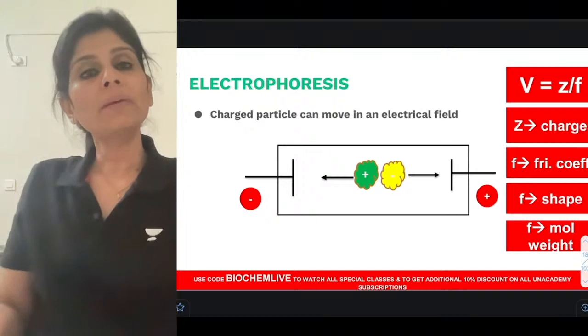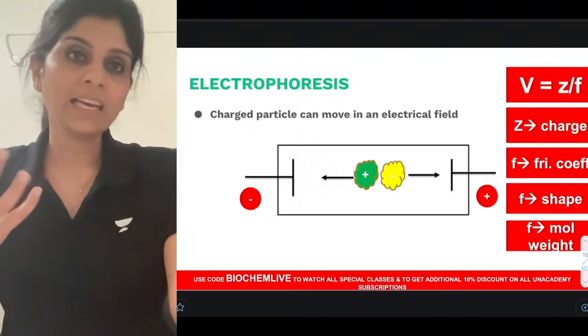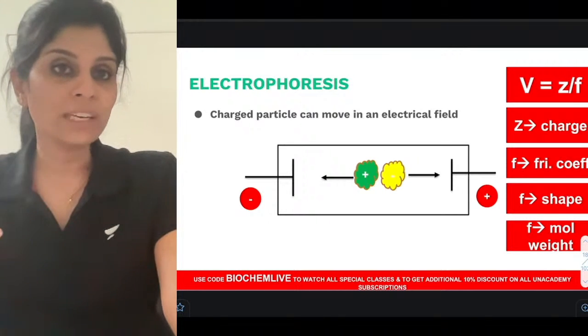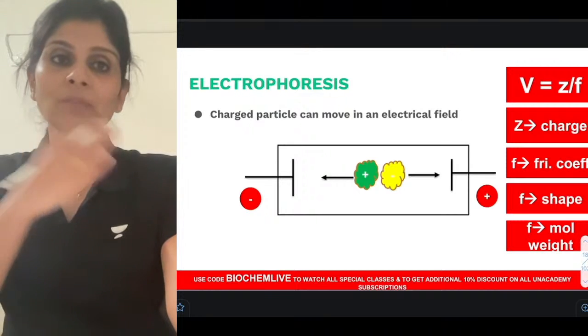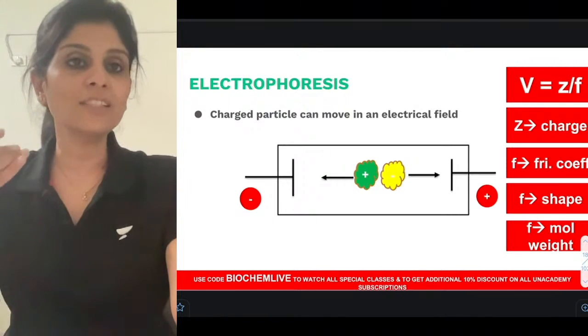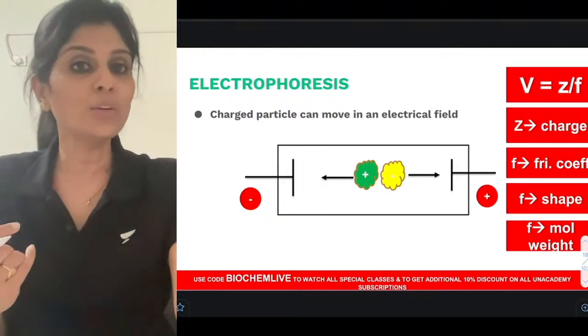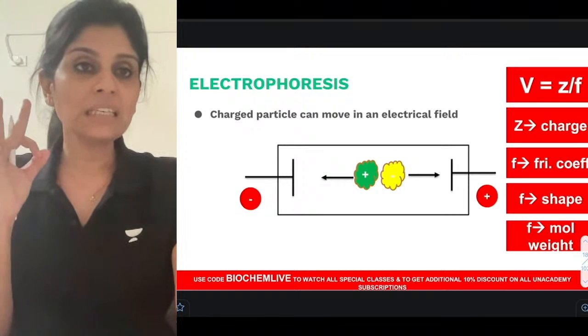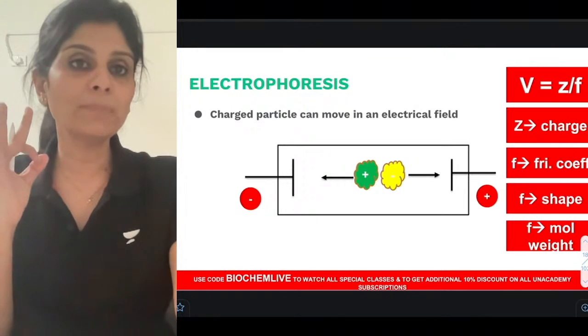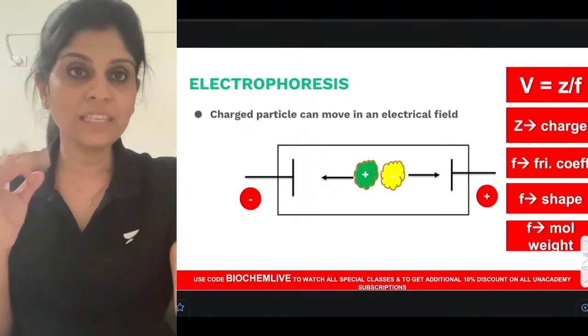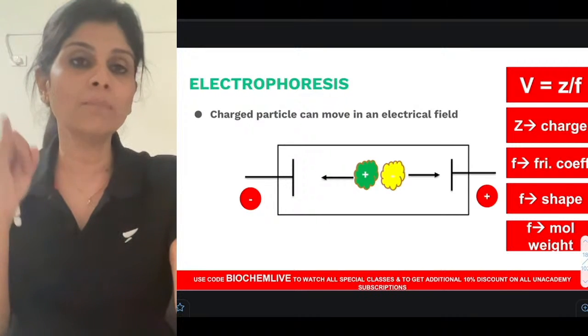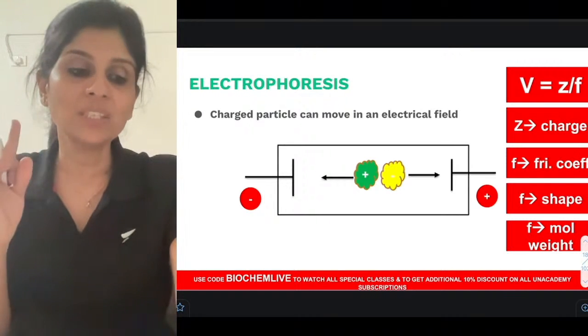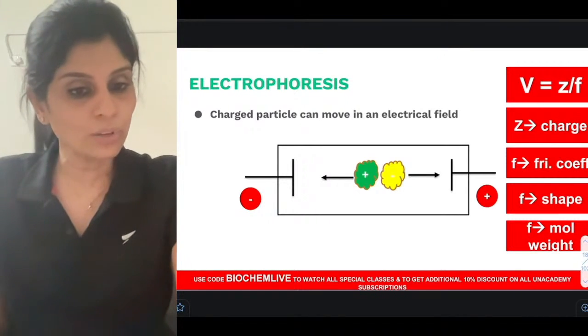Tell me what will happen when a particle is heavy. When a particle is heavy, it cannot move, right? So velocity and molecular weight will be inversely proportional. That is why molecular weight is placed in the denominator. So what are the three determinants based on which a charged particle will move in an electrical field? Number one is number of charges, number two is molecular weight, and number three is shape. Is that clear to all of you?